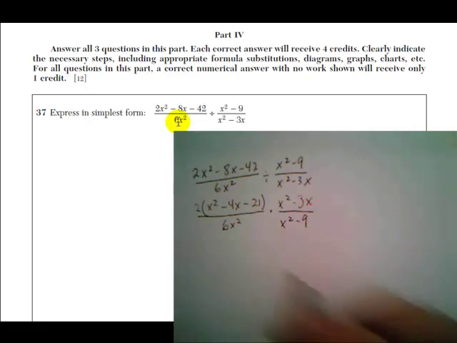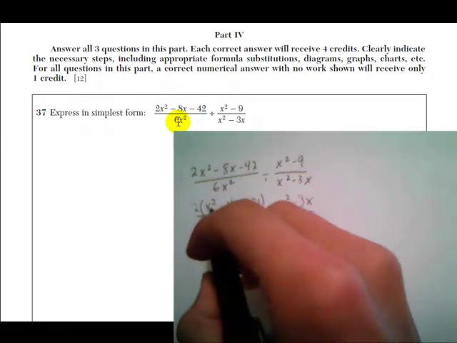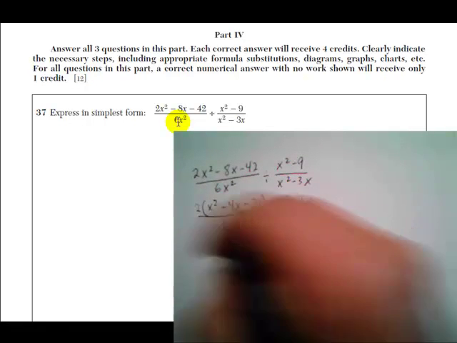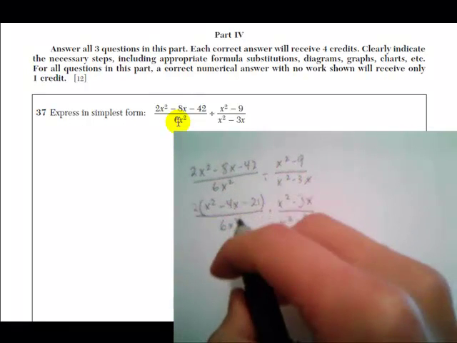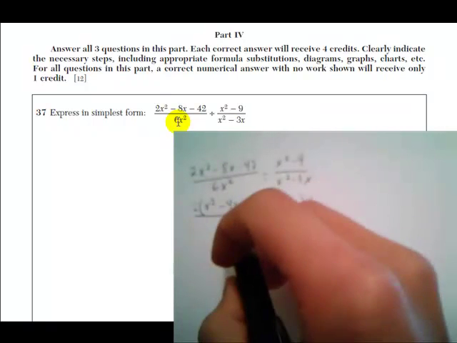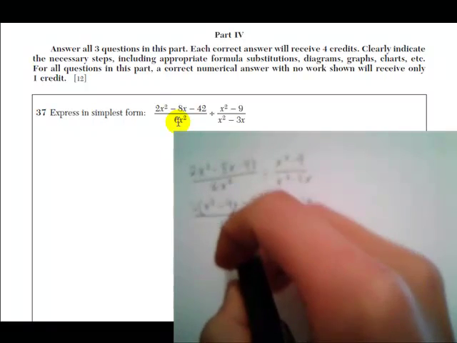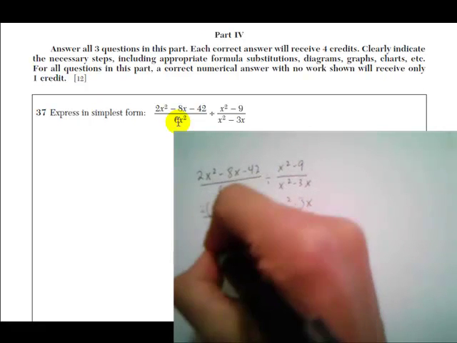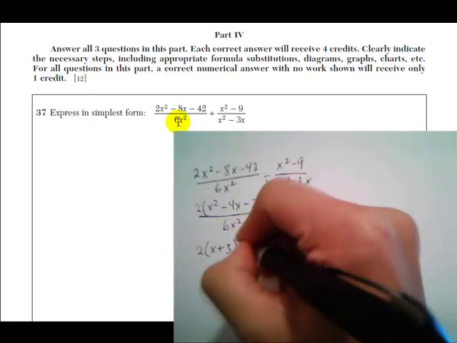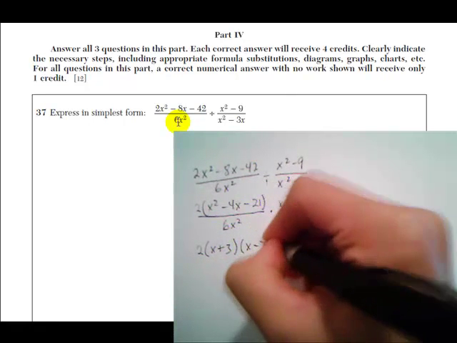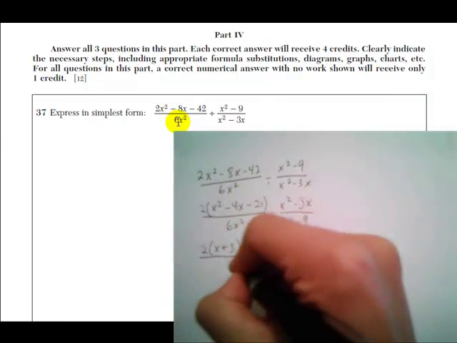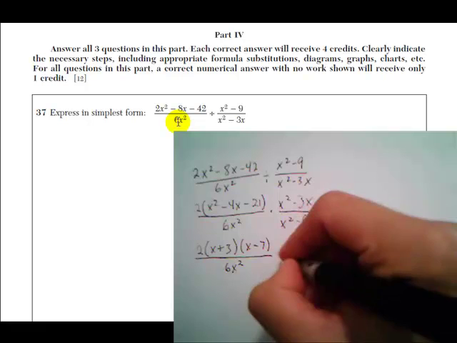So in this next step, I see a quadratic trinomial here, x squared minus 4x minus 21. So I can factor that. I want factors of negative 21 that add up to negative 4. Okay, and that's going to be positive 3 and negative 7. Okay? Still nothing we can do with the 6x squared. We're just going to leave that alone for now.